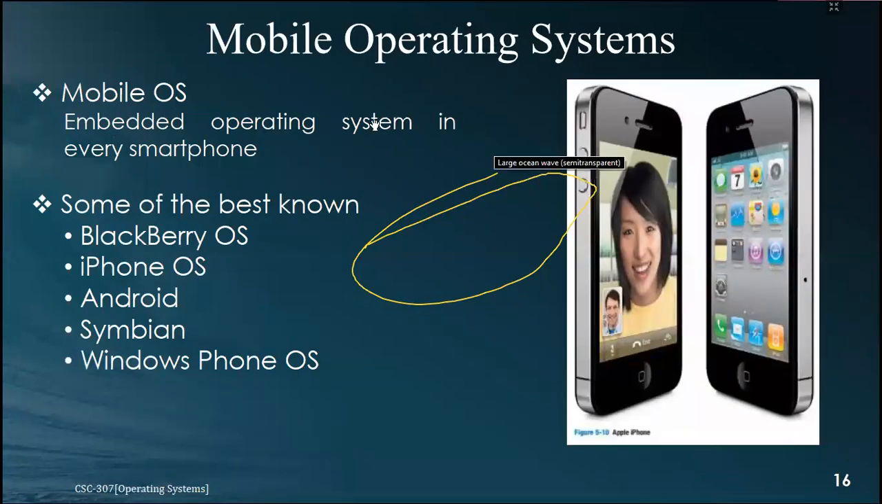Then we have the mobile operating systems. Some of the best known are BlackBerry, iPhone, Android, Symbian, and Windows Phone. If you remember, around 2012 the BlackBerry operating system was the most dominant one. The iPhone and Android were just being introduced in the market. BlackBerry phones were very popular among people. Even top ranking officials used to use BlackBerry.